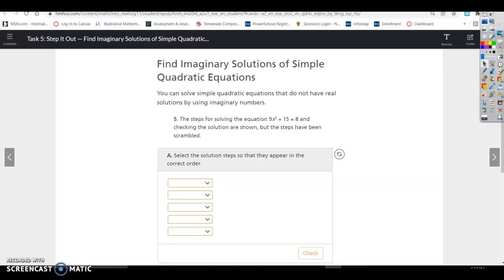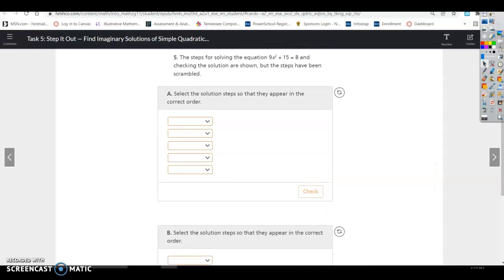Lesson 2.1, task 5. Find imaginary solutions of simple quadratic equations. You can solve simple quadratic equations that do not have real solutions by using imaginary numbers. The steps for solving equation 9x squared plus 15 equals 8 and checking the solutions are shown, but the steps have been scrambled. Select the solution steps so that they appear in the correct order.